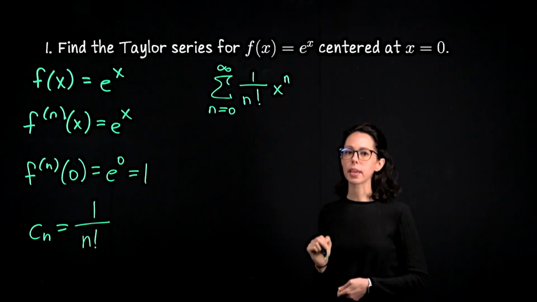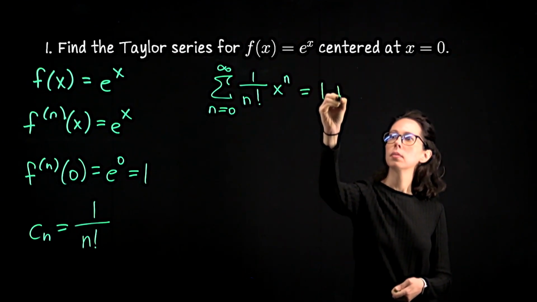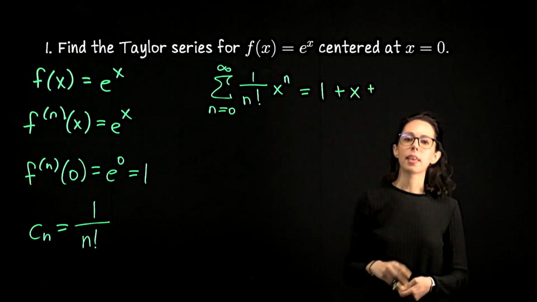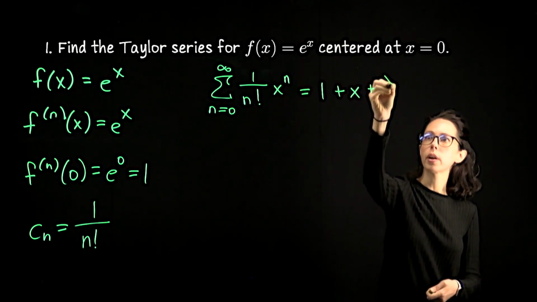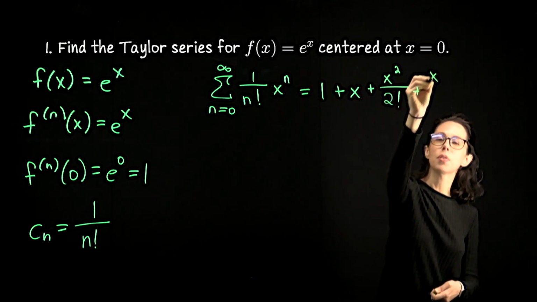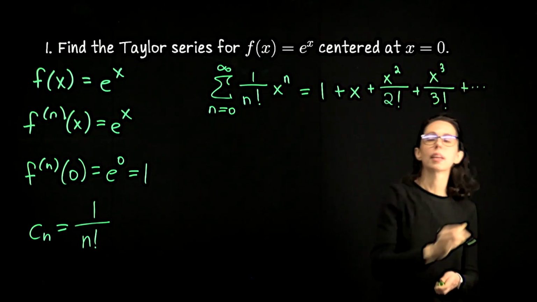This is a pretty famous Taylor series. If you start to write it out, when n equals 0, we get 1. When n equals 1, we get x. Then x squared over 2, or x squared over 2 factorial. Then x cubed over 3 factorial, etc.